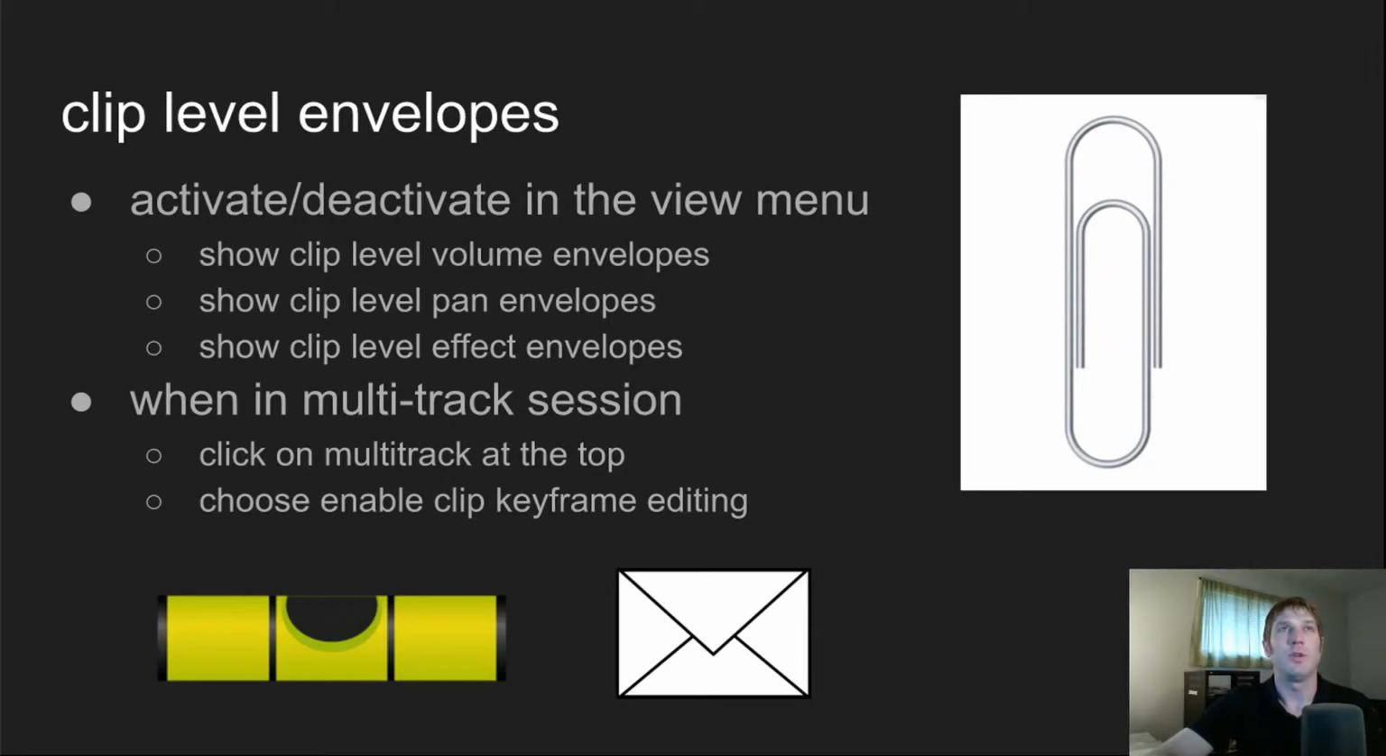Clip level envelopes are a little bit different. They can be activated or deactivated in the View menu. Either the volume, pan, or effect envelopes. When you're in multi-track session, click on multi-track at the top and choose Enable Clip Keyframe Editing in order to edit.